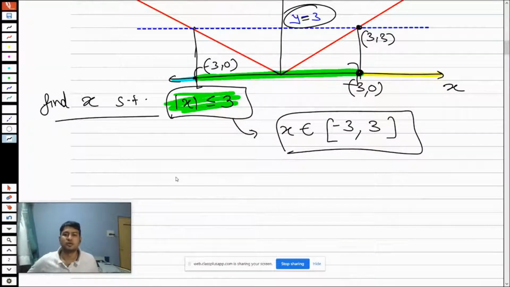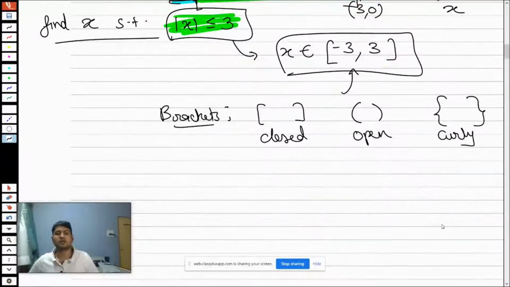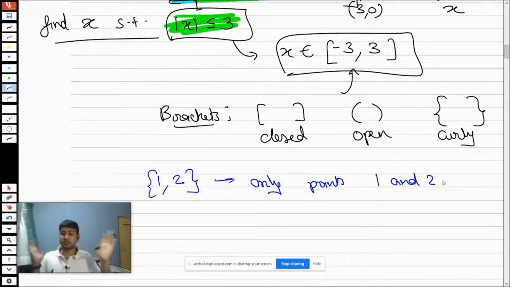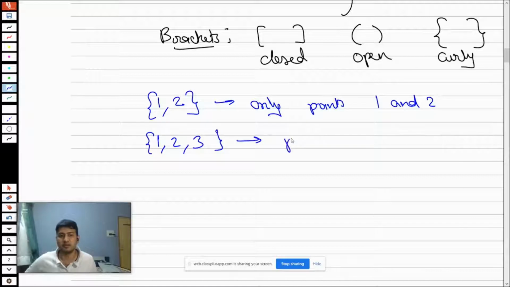All right. So a word on the brackets. The types of brackets that you can see are these: closed brackets, open brackets, and curly brackets. So to elaborate, the curly set {1, 2} means that only the points 1 and 2, nothing else. Curly brackets can have multiple things written inside them. So {1, 2, 3} also makes sense. This will mean that points 1, 2, 3 are included in the set.